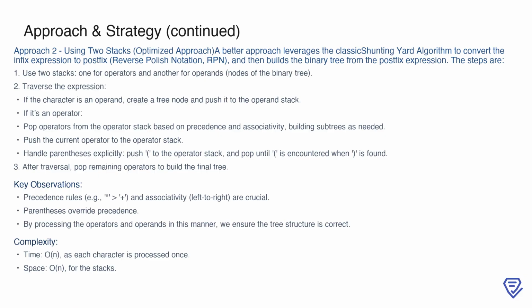For operators, we handle precedence and associativity by popping operators from the operator stack and building subtrees accordingly before pushing the current operator. Parentheses are managed explicitly: opening parentheses are pushed onto the operator stack, while closing parentheses trigger the popping of operators until the corresponding opening parenthesis is found. After processing all characters, any remaining operators are used to build the final tree.